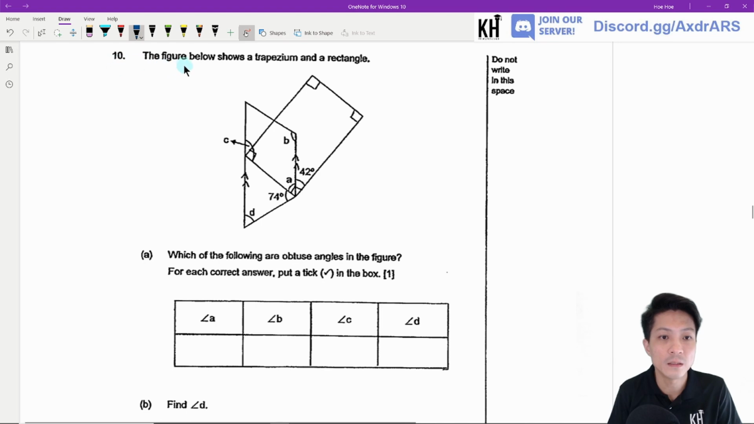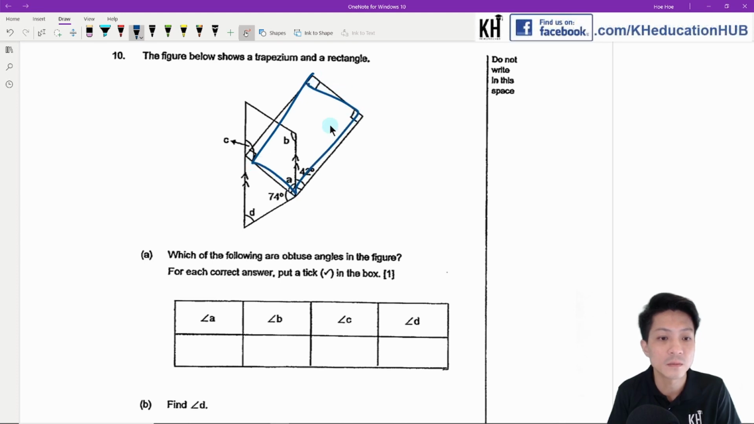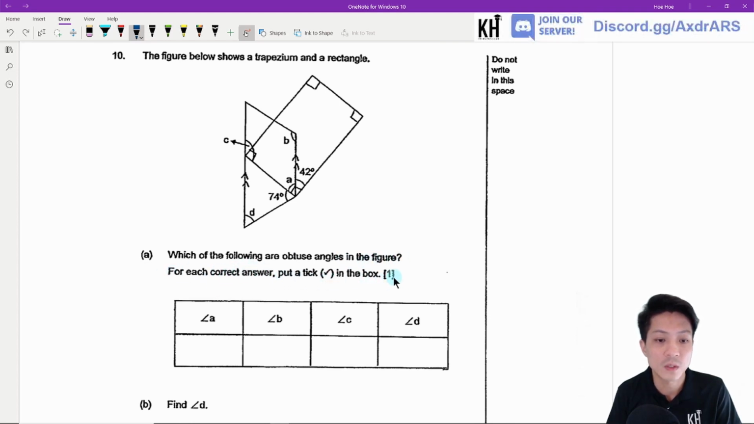Okay, question 10. The figure below shows a trapezium. I think this is the trapezium, and a rectangle. This is the rectangle. Which of the following are obtuse angles in the figure? For each correct answer, put a tick in the box.